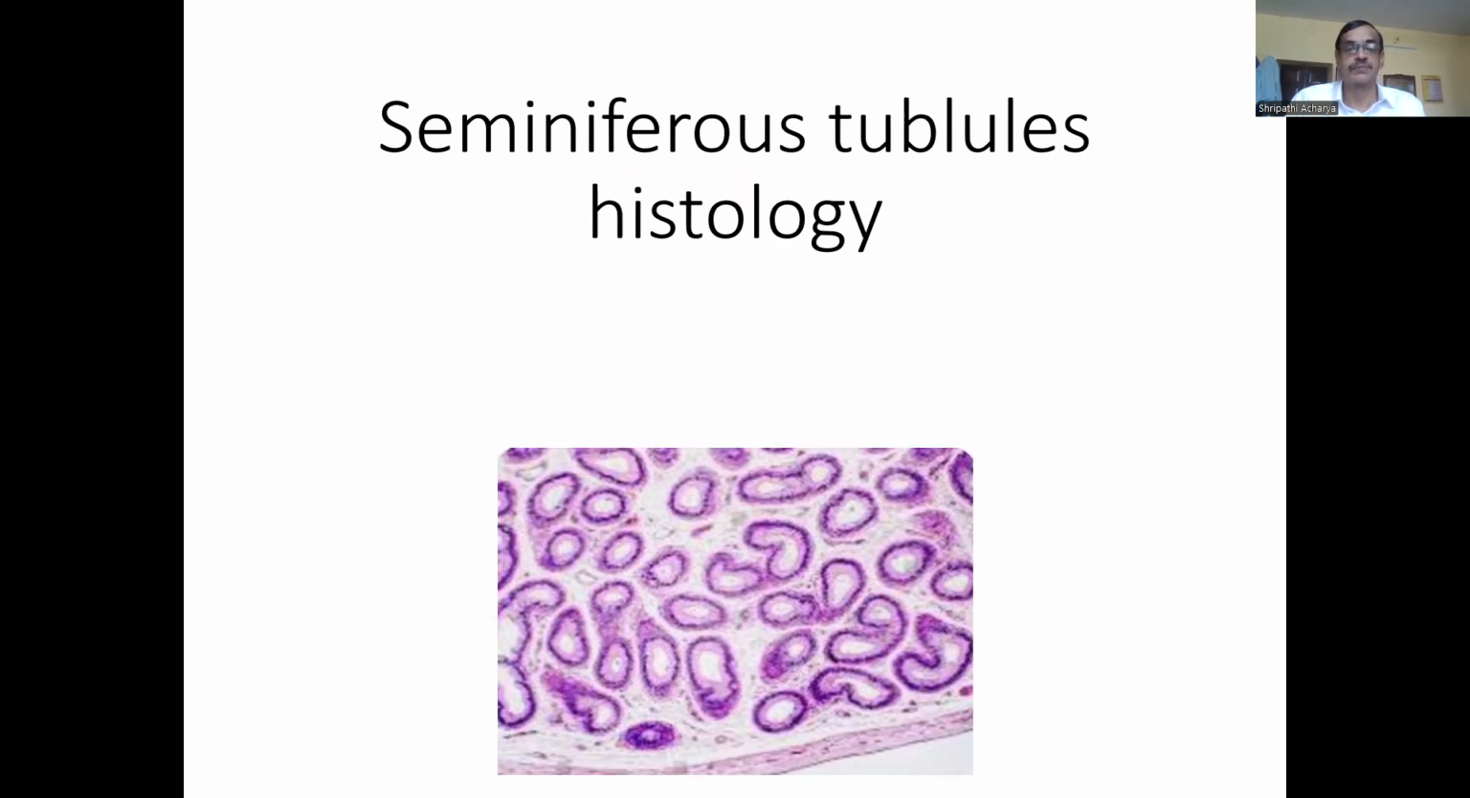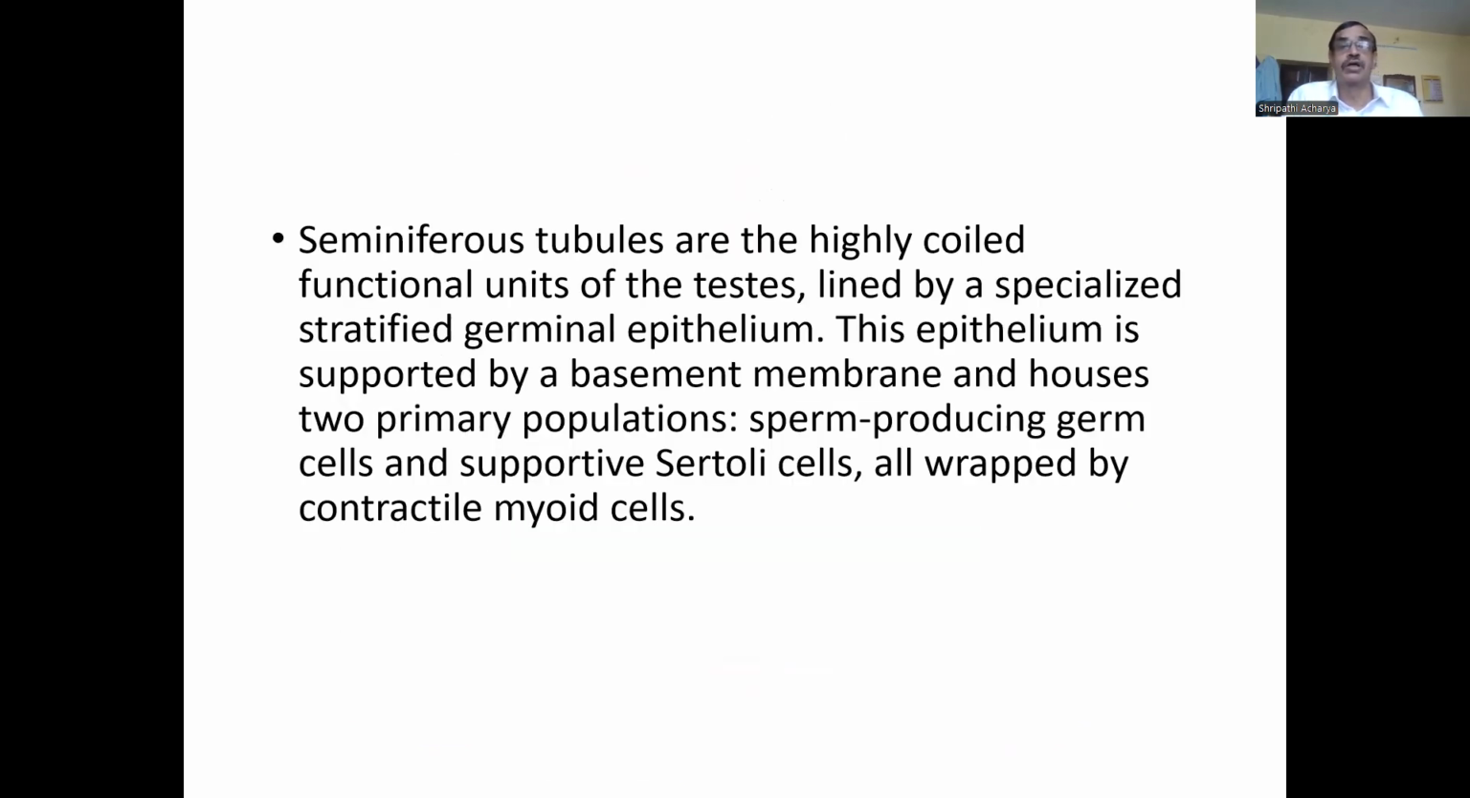Seminiferous tubules. Seminiferous tubules are the highly coiled functional units of the testis, lined by a specialized stratified germinal epithelium. This epithelium is supported by a basement membrane and houses two primary populations, sperm-producing germ cells and supportive secretory cells, all wrapped by contractile myoid cells.